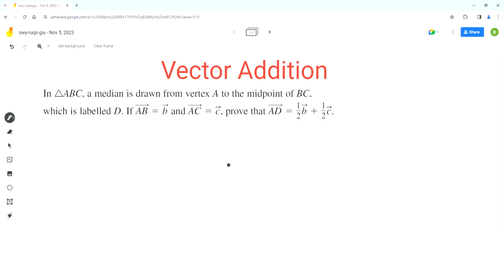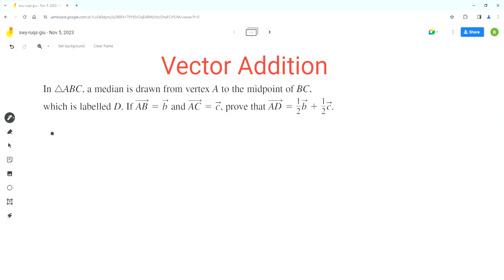So in this video, we'll use the concepts of vector addition to solve this problem. As per the problem, in triangle ABC, a median is drawn from vertex A to the midpoint of BC, which is labeled D. And if vector AB is equal to vector B and vector AC is equal to vector C, prove that vector AD is equal to half of vector B plus half of vector C.